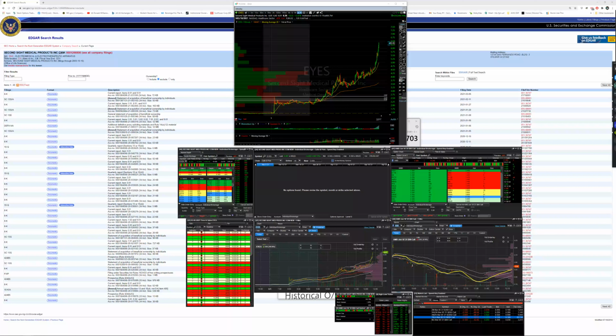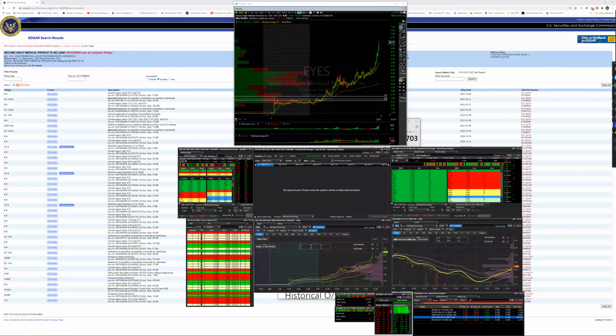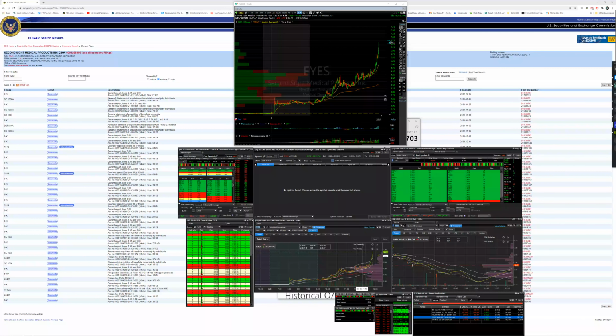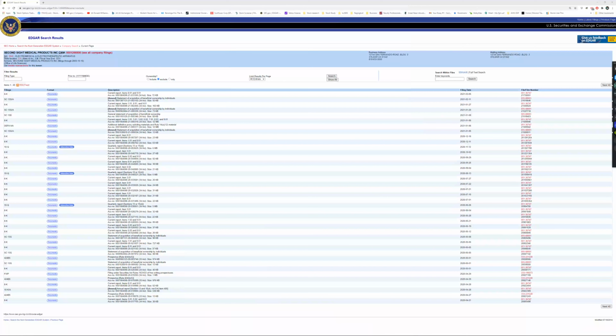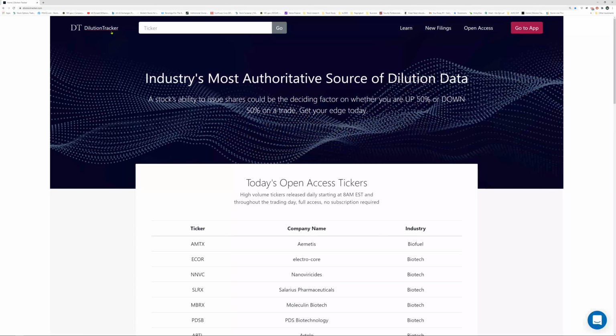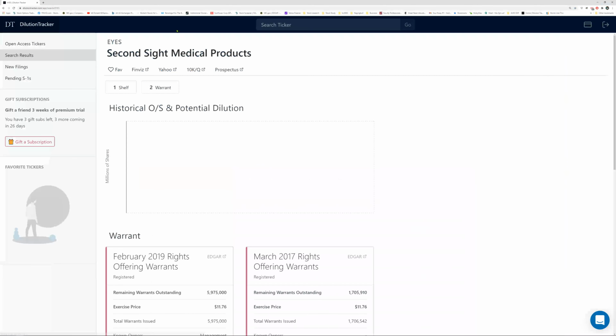I told them from the open to long this, and they were fighting it, and I told them not to. So this is a, let's do the math on... let me pull up Dilution Tracker. Let's do the math on EYES.